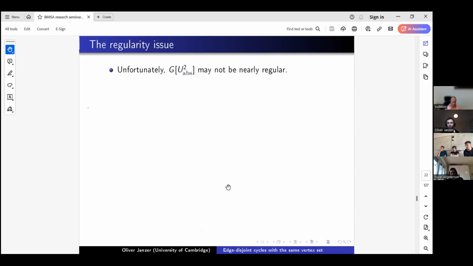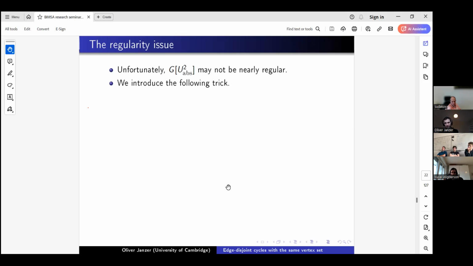So there's still the issue: even if G was regular, why would this U_abs 2, the induced subgraph on that set, be regular? I have not explained that. Now I'll do so. So even assuming that G is regular, why is this induced subgraph regular?